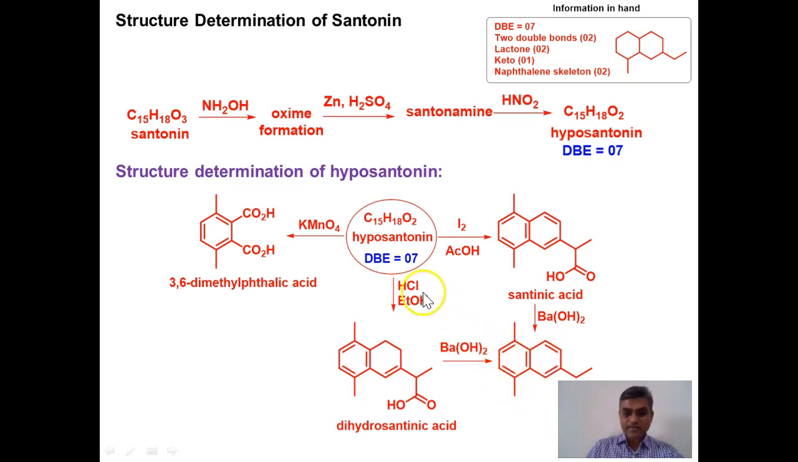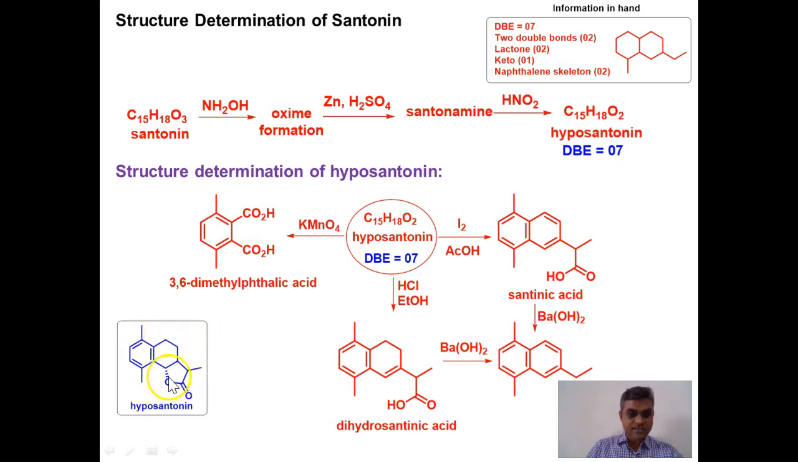The same molecule is obtained by hydrolysis of hyposantonin with HCl, undergoing dehydration, and its distillation with barium hydroxide gives us this molecule. Now the formation of this molecule is possible. Here we have already said this is the skeleton. The methyl and ethyl groups are here, but this methyl group is now appearing on this side every time. The attachment of this methyl group here is possible only when we assume the structure of hyposantonin in this way.